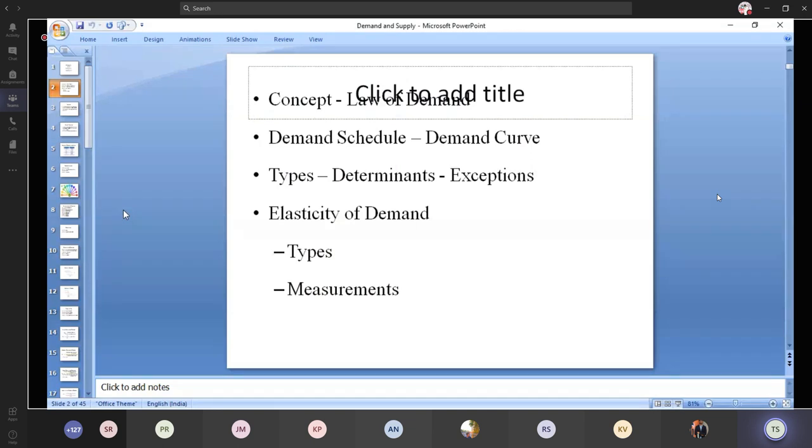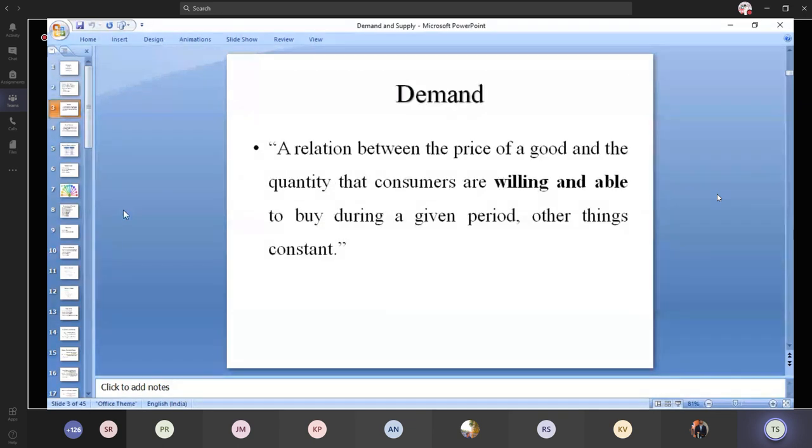Okay, so demand. This is the definition which was given for demand: a relation between the price of a good and the quantity that consumers are willing and able to buy during a given period, other things being constant. Here also we have the other-things-being-constant assumption. Only the price and the quantity are changing.